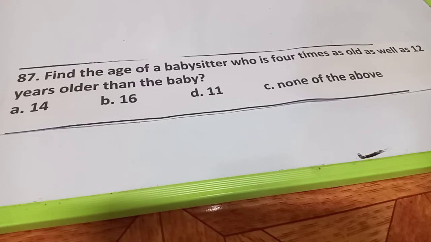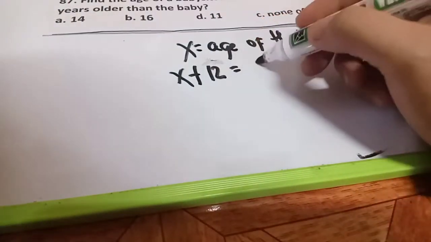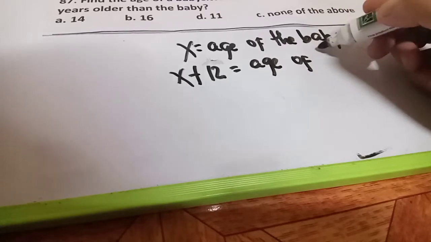So again, let's have this one. So, let's proceed to the computation. First, we need to assume that the age of the baby is x. This will be the age of the baby. And we have x plus 12, because that will be the age of the somebody. So x plus 12 will be the age of the others, of the somebody.